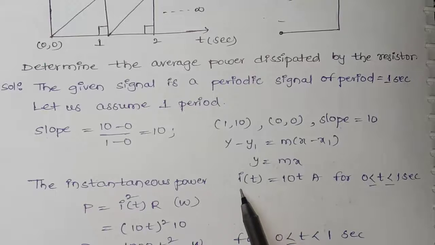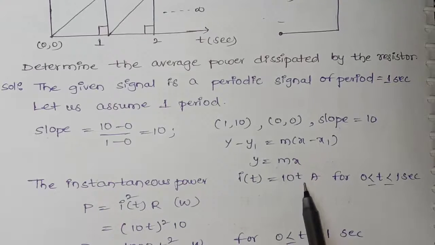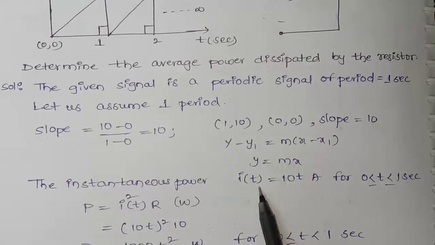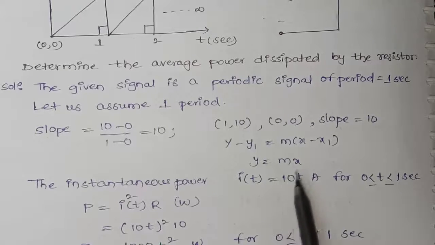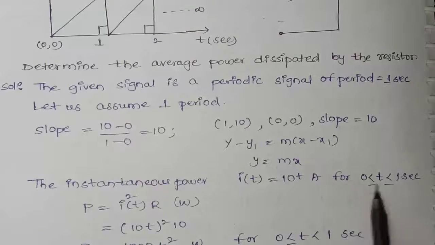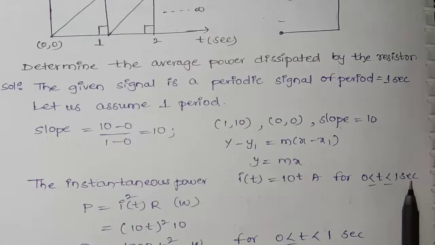So I of t will become, because y is I of t and x is t, from the graph, 10 into, which is the slope, into t. So we'll get I of t is equal to 10t amperes for t greater than or equal to 0 and less than or equal to 1 seconds.